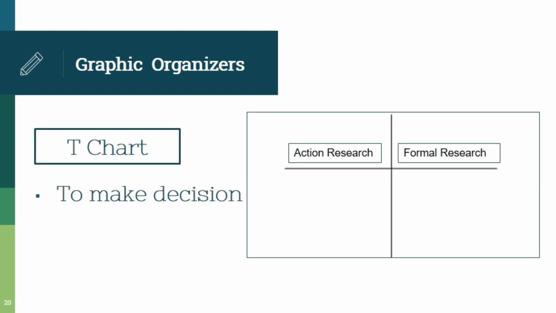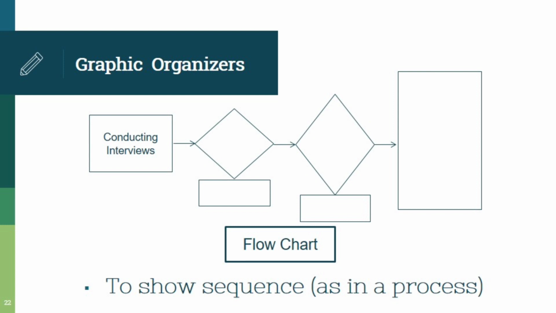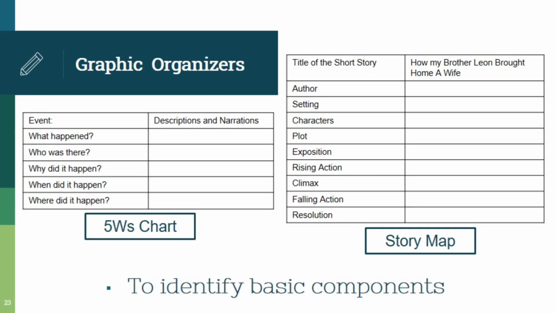The T chart to make decisions, the fishbone map, and the inductive tower to show cause and effect, the flow chart to show sequence as in a process. And we also have the 5 W's chart and the story map to identify basic components.